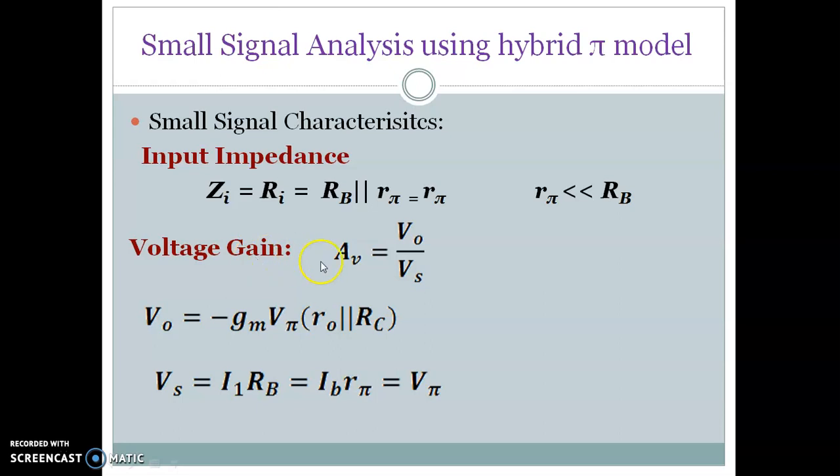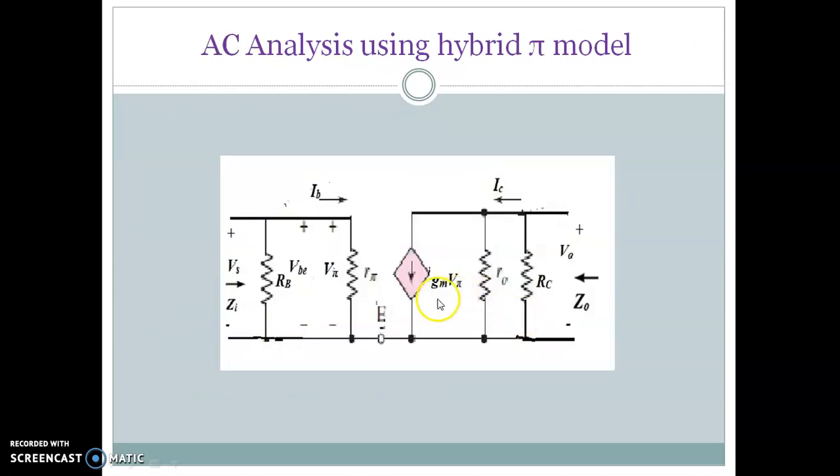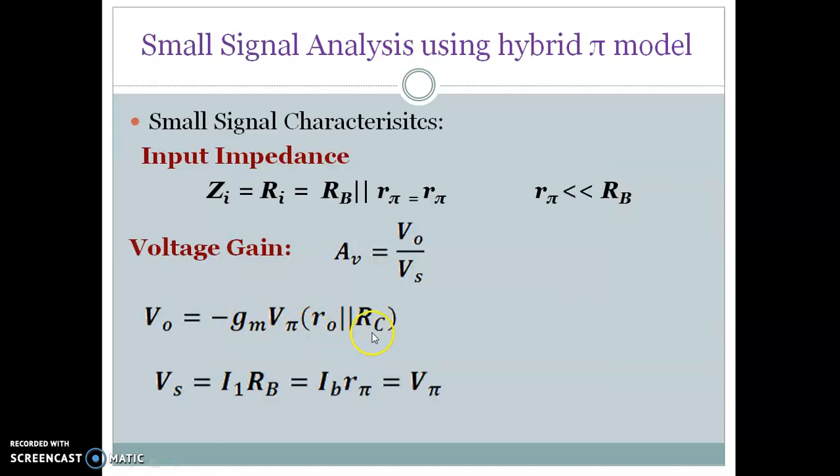Next, voltage gain. Voltage gain is given as output voltage by input voltage, so V0 by Vs. V0 will be equal to, here it is this current and these two resistors are in parallel, so that is my V0. So it is minus gm V pi times R0 parallel RC. And again here if you compare, R0 is going to be very large compared to RC. So therefore we can write this as minus gm V pi RC.